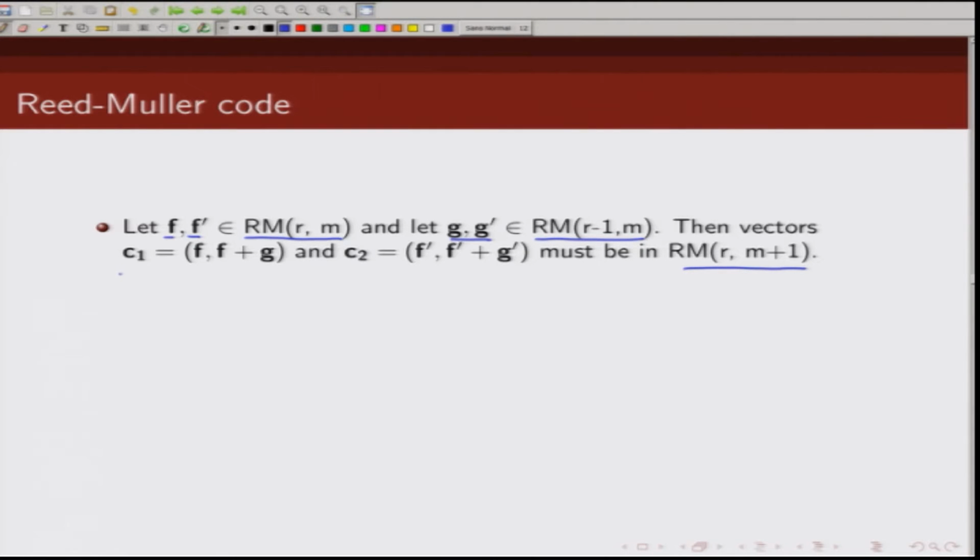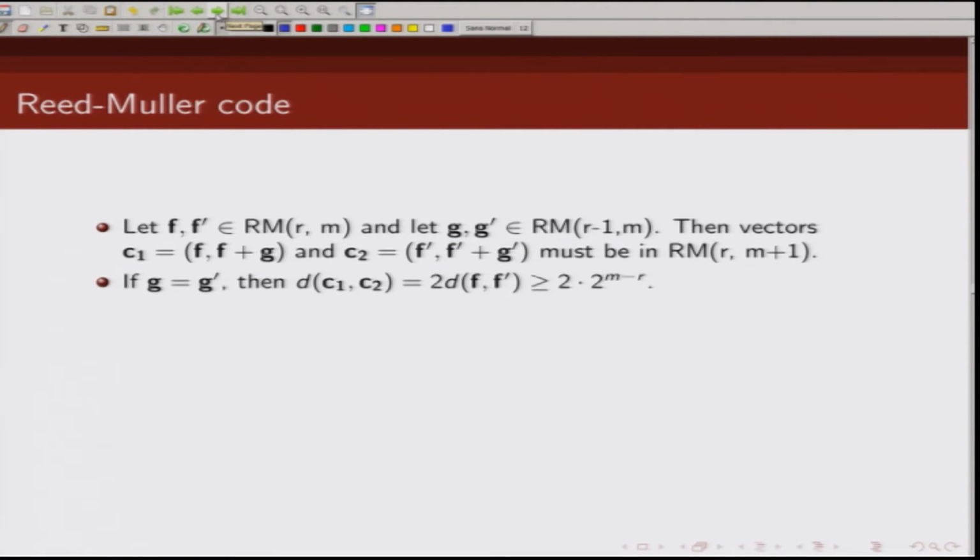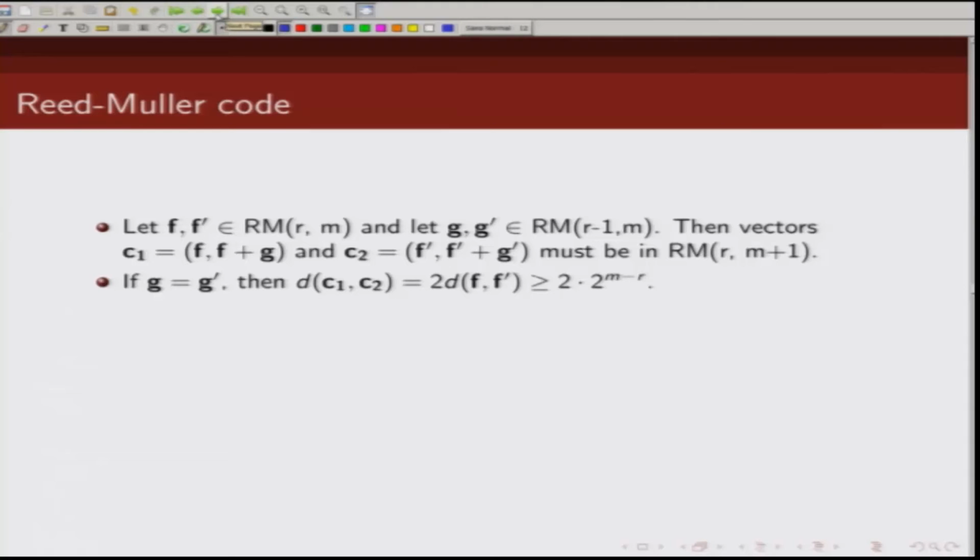So, these code words C1 and C2, which are of the form f and f plus g, f dash and f dash plus g dash, must be code words belonging to this Reed-Muller code. And this follows from our recursive construction of Reed-Muller code, which we just mentioned. So, C1 and C2 must be code words for this Reed-Muller code. Now, let us try to compute the minimum distance between these code words C1 and C2 of the Reed-Muller code of order r and length 2 raised power m plus 1.